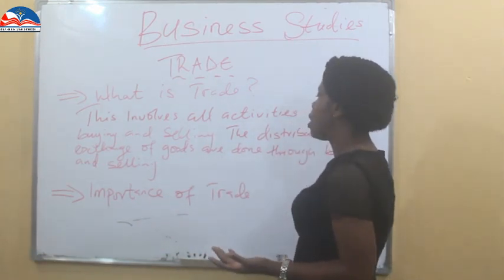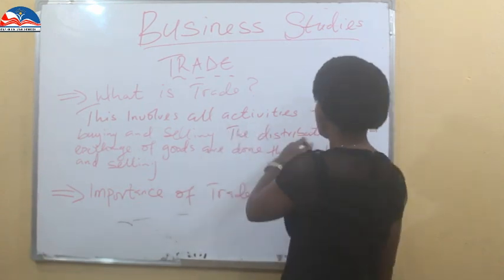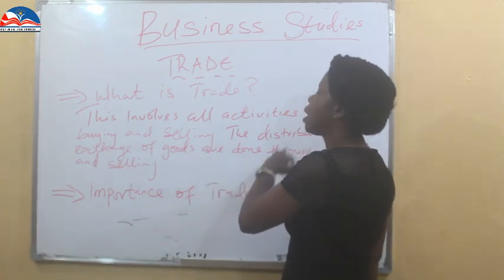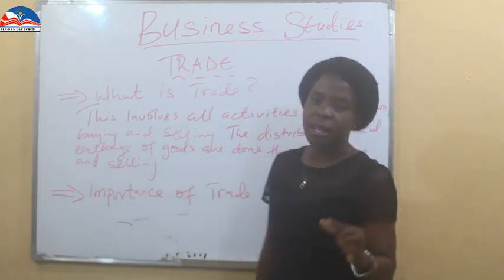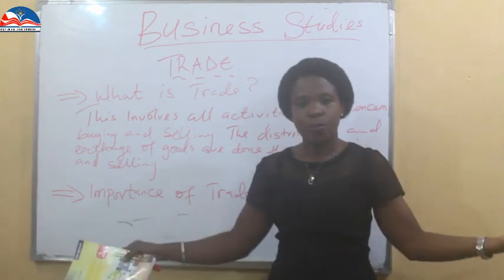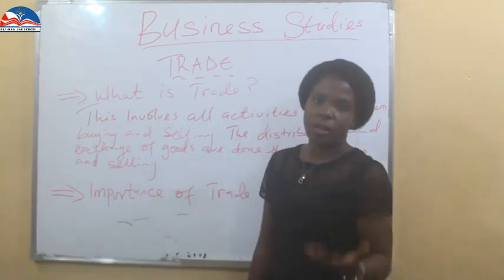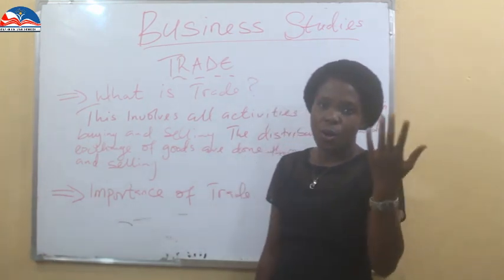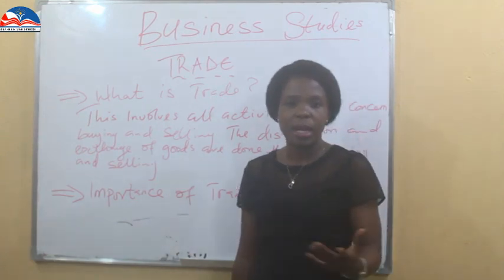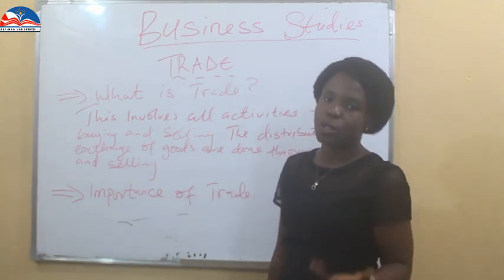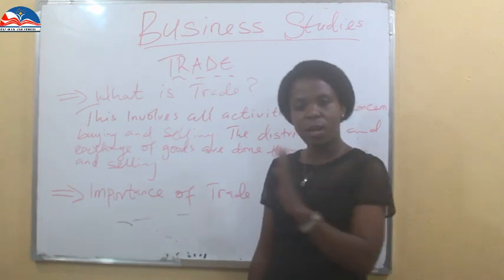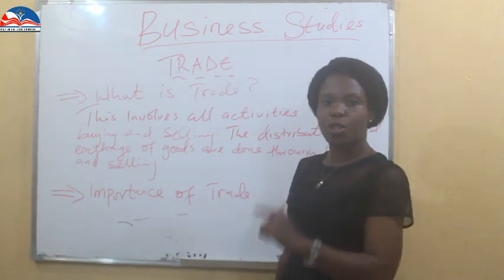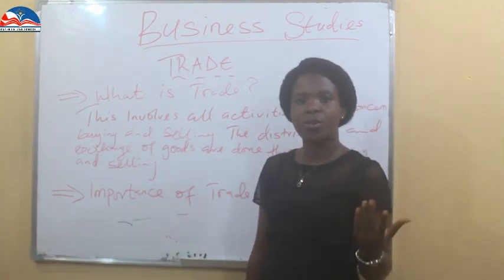It went further to say it equally involves the distribution and exchange of goods that are done through buying and selling. So, in simple terms, trade has to do with buying and selling of goods so it gets to the final consumers for consumption. Now, having seen what trade is, what are the importance of trade? Now let's look at the importance of trade.